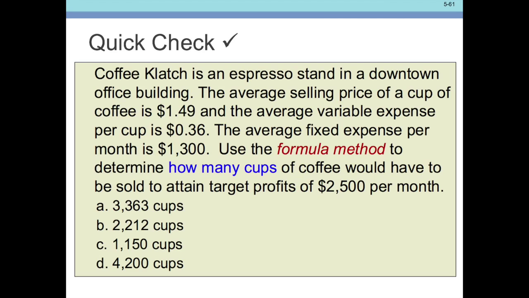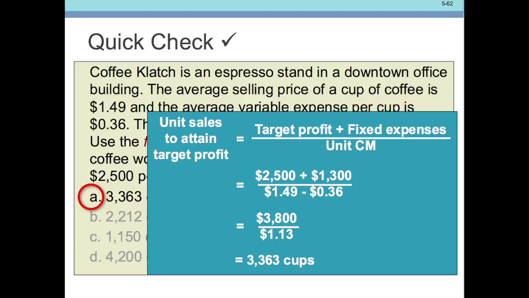So I think there's a couple of questions here. Coffee Clutch is doing our espresso, and we want to know how many cups of coffee would have to be sold to attain target profits of $2,500 per month. That's profit, not sales. That's profit, bottom line profit. And so we have most of our numbers already in our head on these.